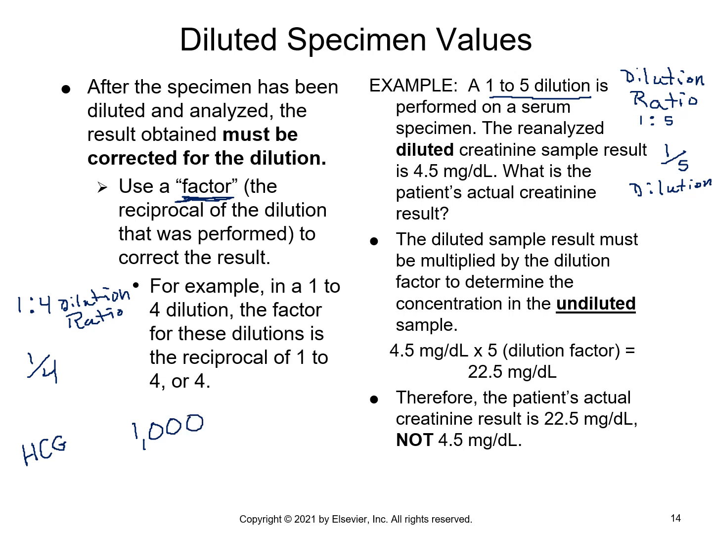Well, that 1,000 we know is only a fraction of that total result. So if we multiply that by our dilution factor of 4, then we know that that's going to give us a total result of 1,000, which is typically outside of our analytical measurement range on our analyzers for HCG. So here we have another example, a 1 to 5 dilution.